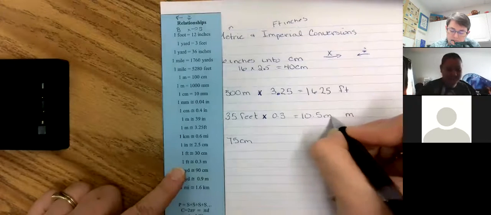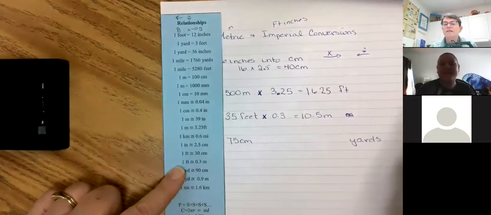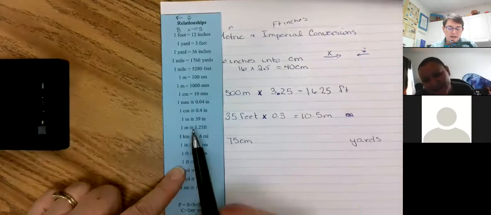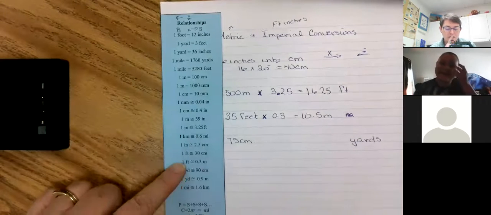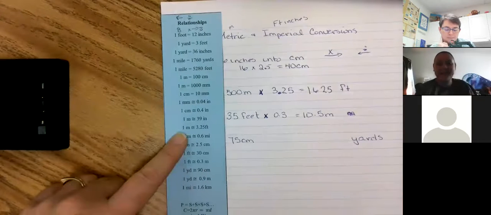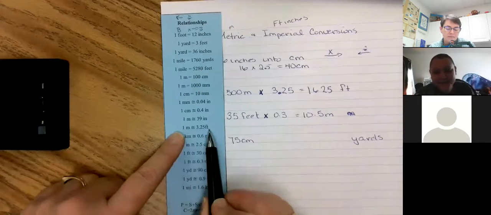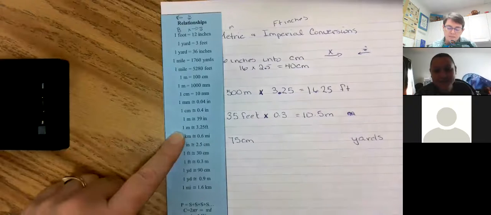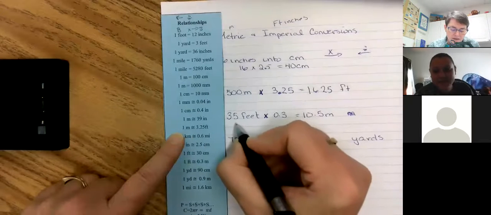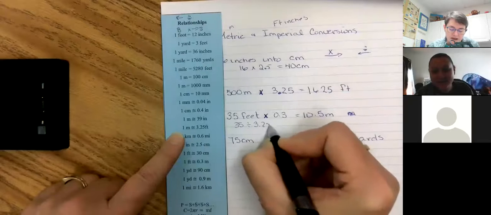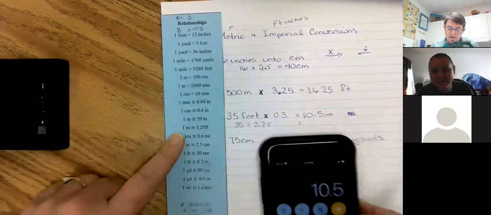Damn it. I divided there. You were going to divide? I divided, yeah. What did you divide by? I divided by 0.3. Oh, see, because if you had used this one, where it's feet here and meters here, it would have worked. So 35 divided by 3.25, it should be close.